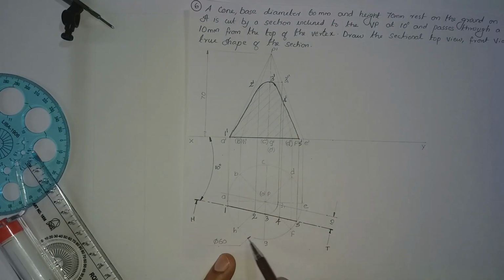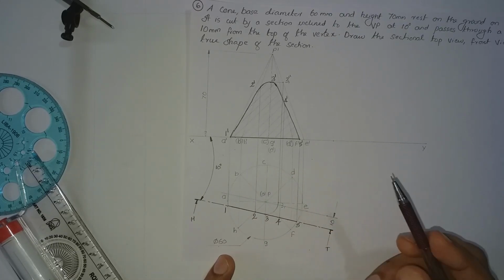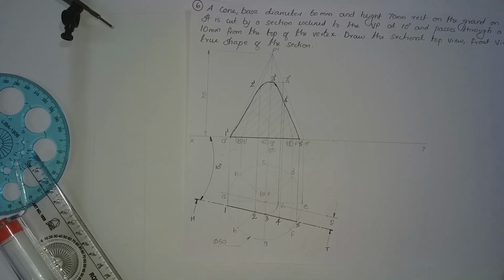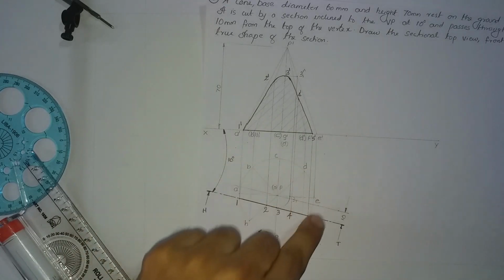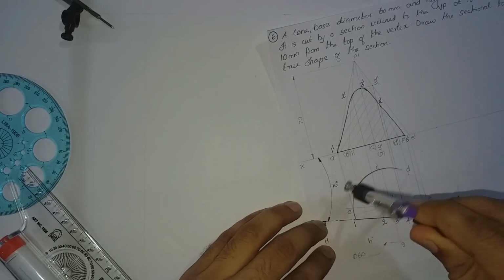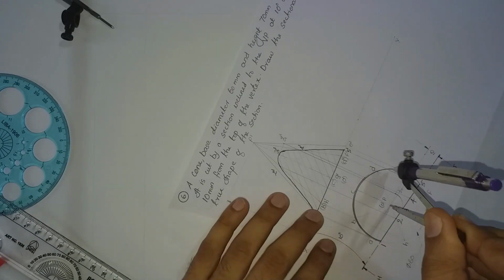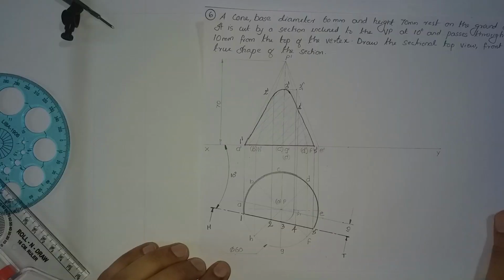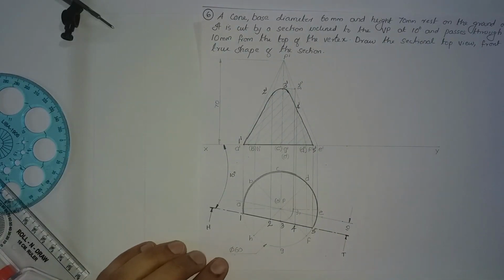Here, this region which is in front of the section plane will be removed, and this region which is behind the section plane will be remaining. So let us draw it using thick lines in the top view. The base is remaining from 1 to 5. So after drawing the top view, let us draw the remaining portions in the front view.